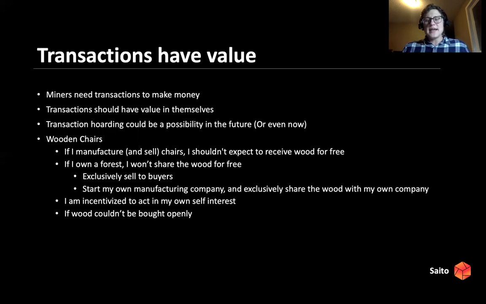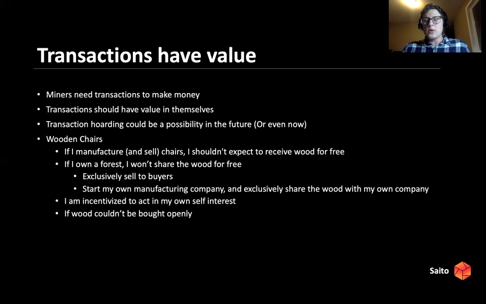So that's kind of a problem. And before I go further along this presentation, I want to highlight one thing that I think is really important, and that is the notion that transactions have value in themselves. Miners need transactions to include in their blocks, which they post on the blockchain. And when they post blocks on the blockchain, they make money. So they need transactions in order to turn a profit, and that must mean that transactions should have some sort of value in and of themselves too.